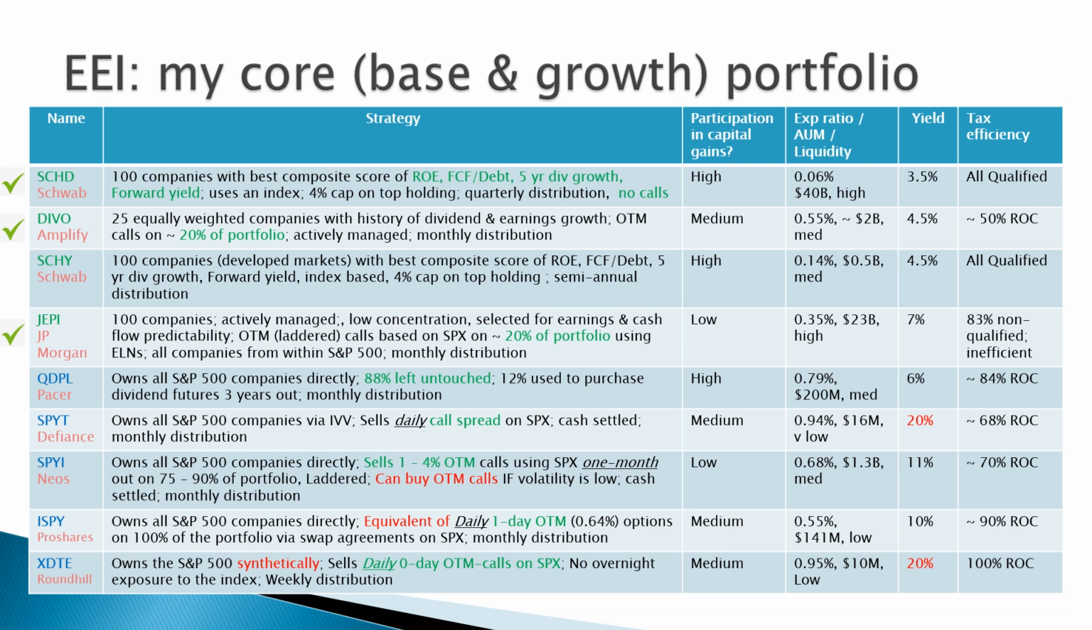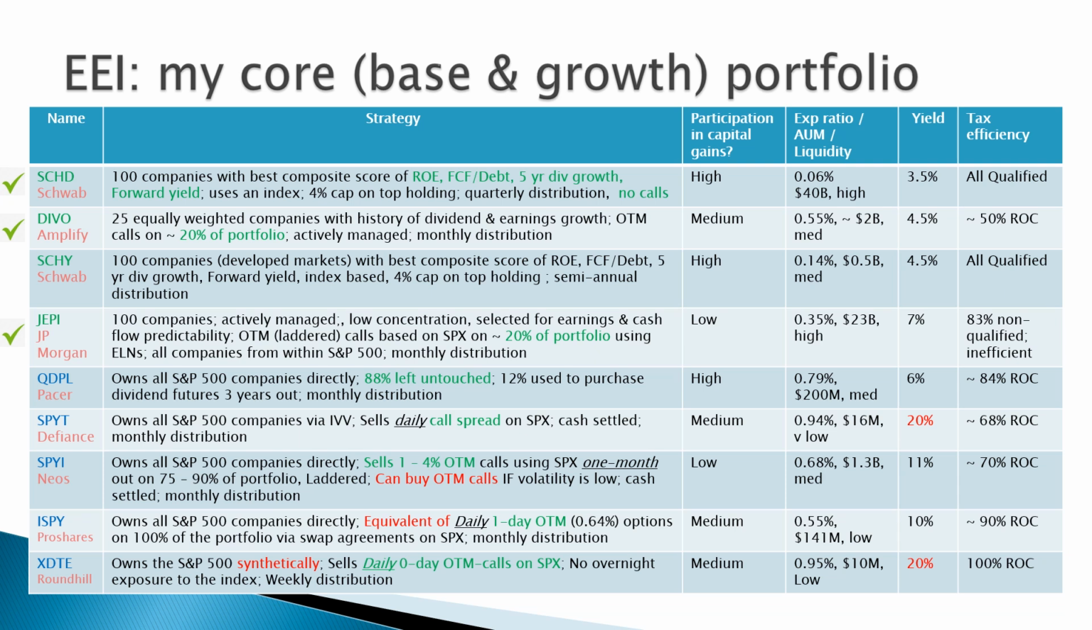Secondly, it only consists of 100 companies, and they're all within the S&P 500, but they are not the NVIDIAs of the world. It's also got very low concentration. In other words, it does not hold anything more than 2%. And when I looked at the portfolio, I think the largest holdings were 1.6%. So it's very well distributed, value type companies, and they're selected for earnings and cash flow predictability. Kind of the same kind of thinking that SCHD has.